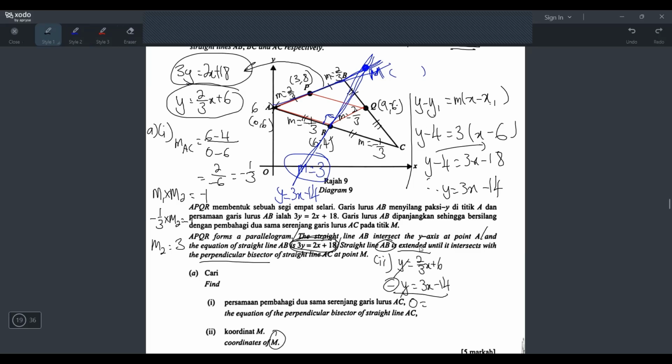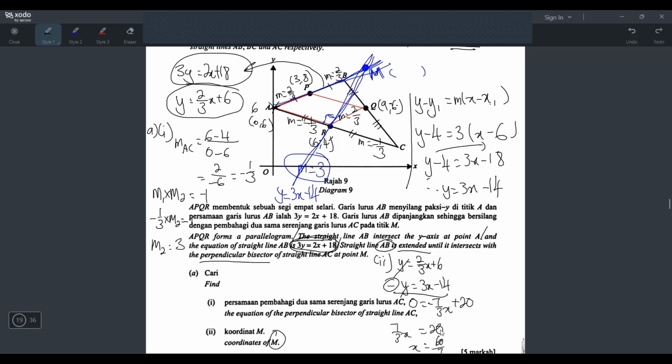And then 2 over 3 minus 3, you use calculator. You will get negative 7 over 3x. And then 6 minus minus 14 means 6 plus 14. You will get 20. And then if you want to find x, you have to move this over to become positive 7 over 3, x equals 20, x equals to 60 over 7.